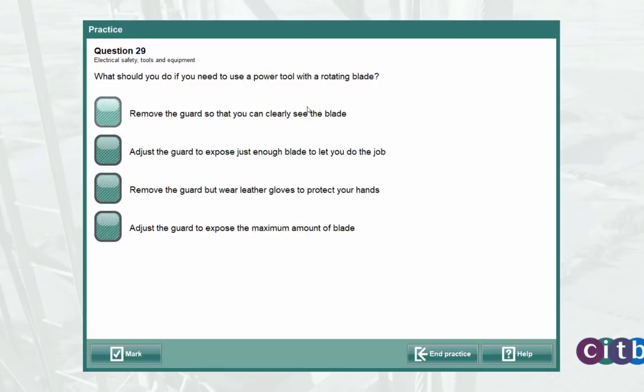What should you do if you need to use a power tool with a rotating blade? Remove the guard so that you can clearly see the blade. Adjust the guard to expose just enough blade to let you do the job. Remove the guard, but wear leather gloves to protect your hands. Adjust the guard to expose the maximum amount of blade.